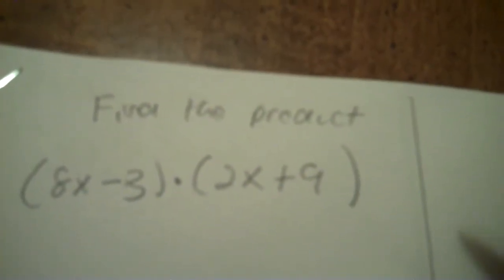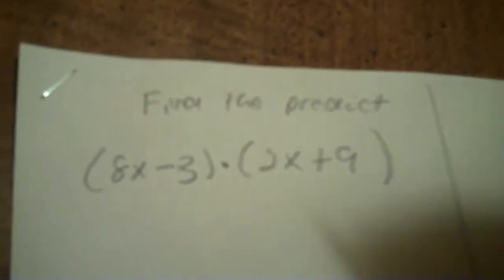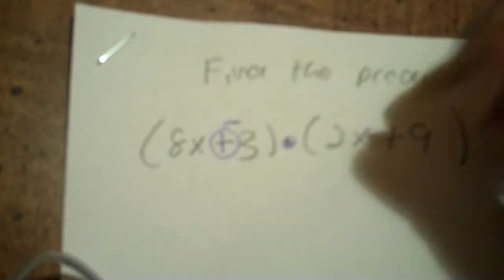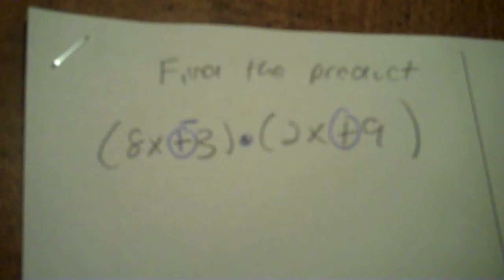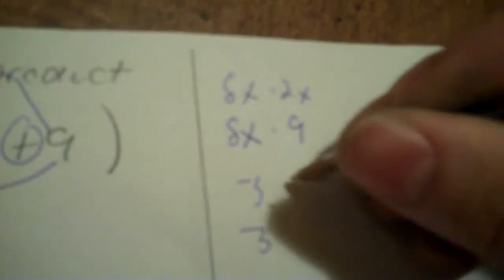Okay, today's video, I want you to find that product with the FOIL method. That is a -3. So again, you got two terms multiplied by two non-like terms. That's the FOIL method. So I take 8x to 2x and 8x to 9. Now I'd repeat the process with the other term. -3 times 2x times 9.